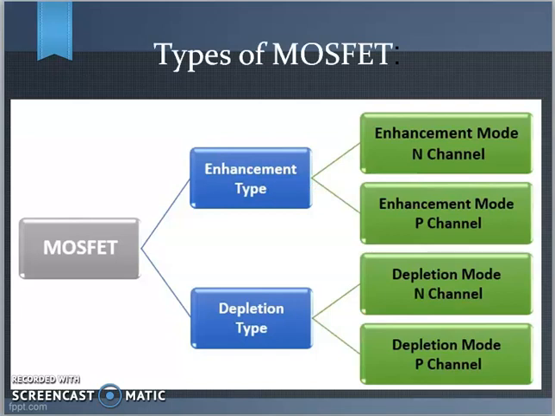The types of MOSFET, as told earlier, there are basically two types. One is the depletion type and the other is the enhancement type. The depletion type is again categorized into two: depletion mode N channel and depletion mode P channel. So also the enhancement type is categorized into enhancement mode N channel and enhancement mode P channel.